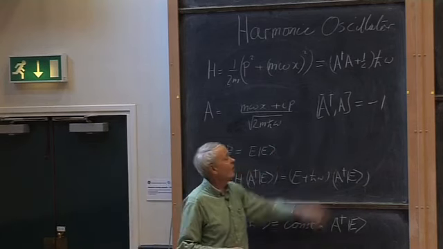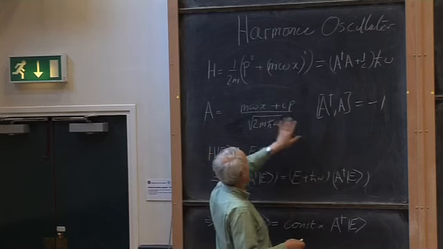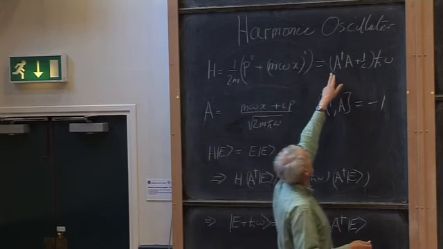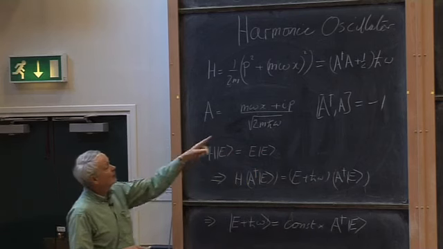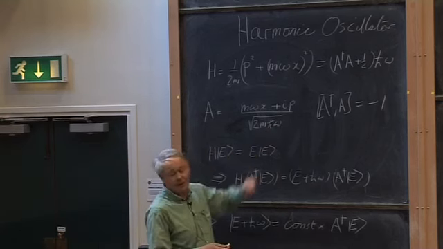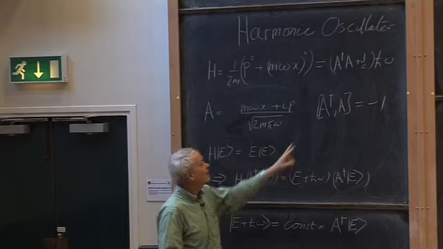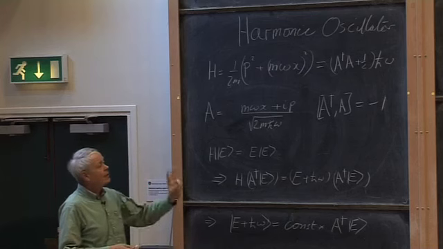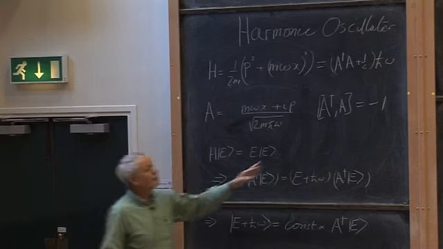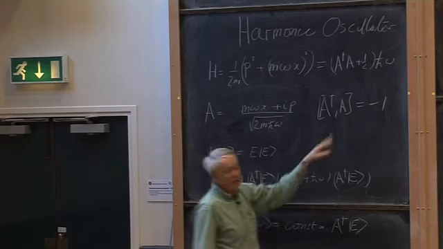And we found that this thing had two properties. First, A dagger A is very nearly the Hamiltonian. A dagger A plus a half h bar omega is the Hamiltonian. First important property. Second important property, its commutator with its Hermitian adjoint is -1 when done this way round.